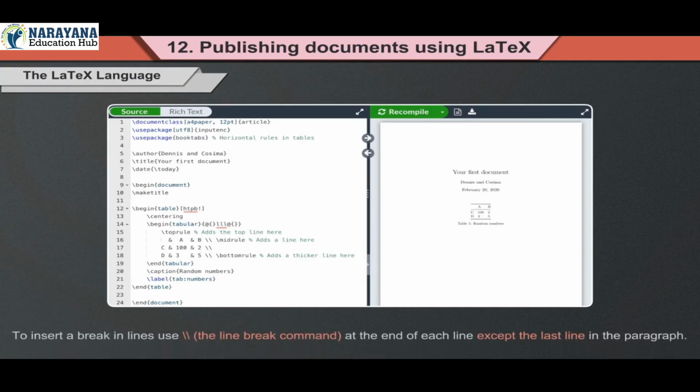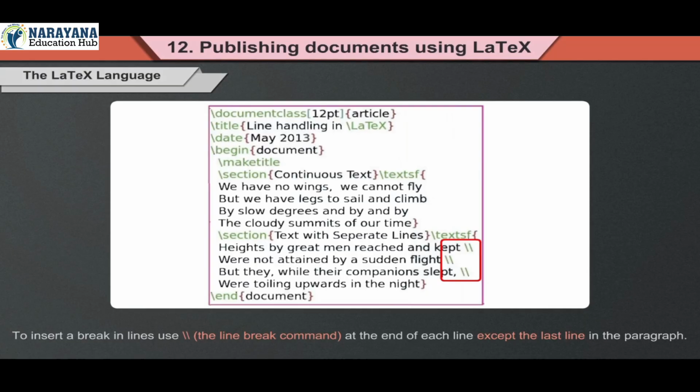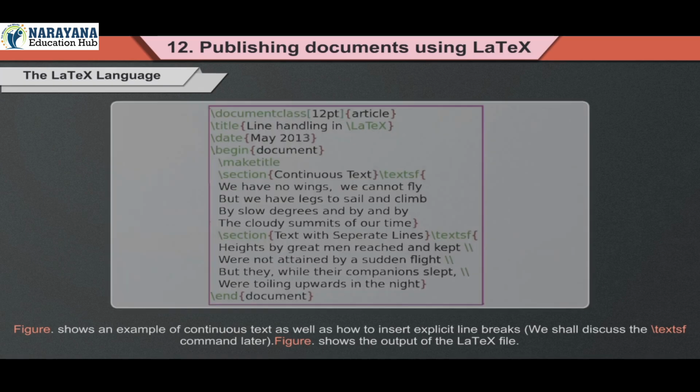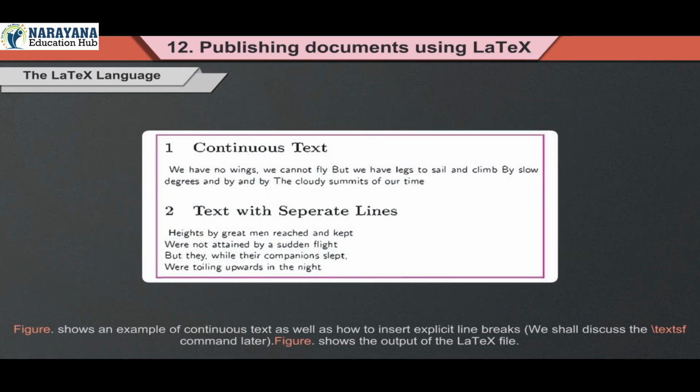To insert a break in lines, use the line break command at the end of each line except the last line in the paragraph. The figure shows an example of continuous text as well as how to insert explicit line breaks. We shall discuss the \textsf command later. The figure shows the output of the LaTeX file.